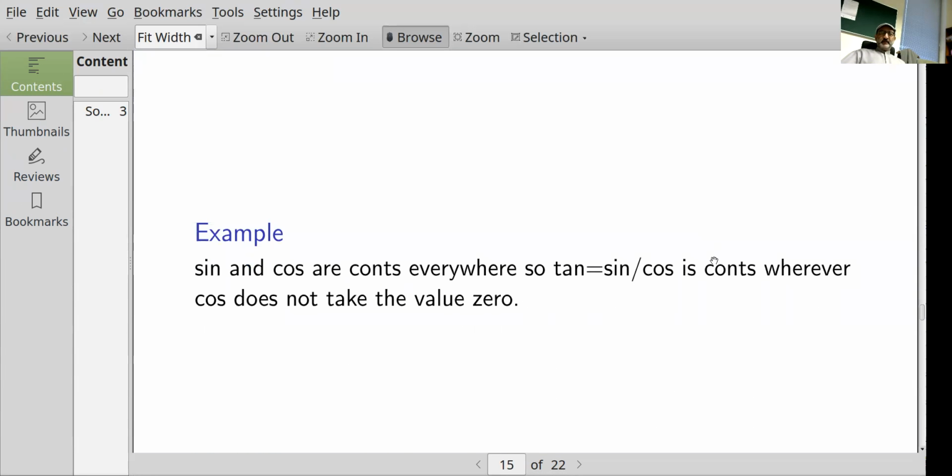So let's take an example. Sine and cosine are continuous everywhere. So the tangent is the quotient of those two continuous functions. Tangent equals sine over cos. So it will be continuous everywhere except when the cosine takes the value 0. Okay? So tangent is not continuous everywhere. Tangent is continuous wherever it is defined.